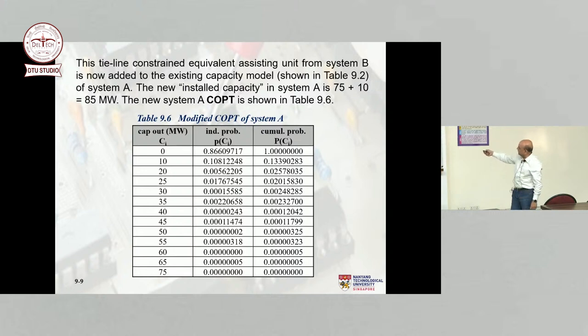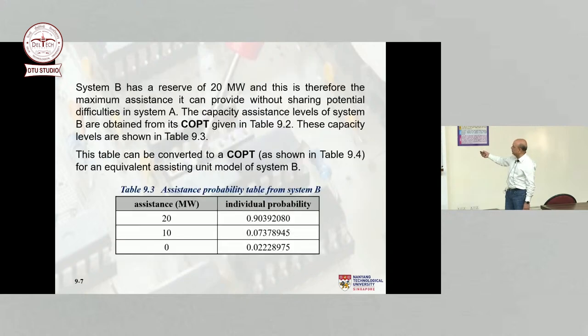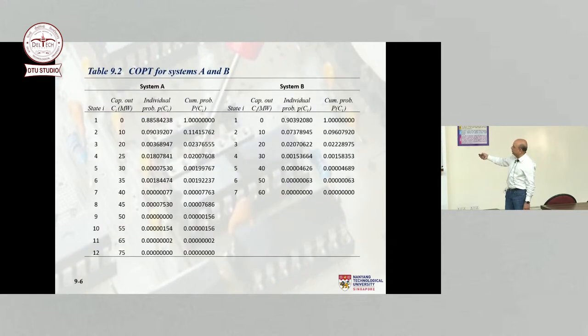So it is this state, 0.00012042. That is the cumulative probability or the loss of load expectation. So has this improved? 0.0001204 as opposed to the previous one, 0.00199.